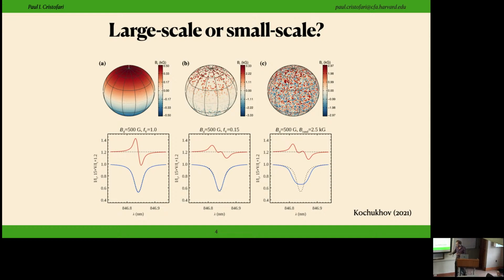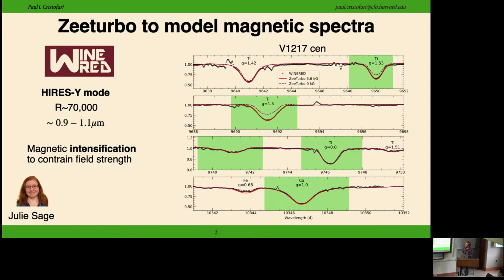So is there a link between the large scale and these small scale fields? What is this link? Those are the things that we want to address, and to do that, we need measurements. So to do this, I've developed a code called ZTurbo that is based on Turbo Spectrum, a spectral synthesis code that is very powerful for low mass stars, and the Zeeman code that was not really designed for cool stars. And so with this, we can model the spectrum of low mass magnetic stars.